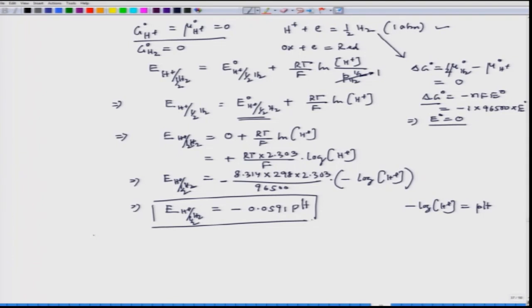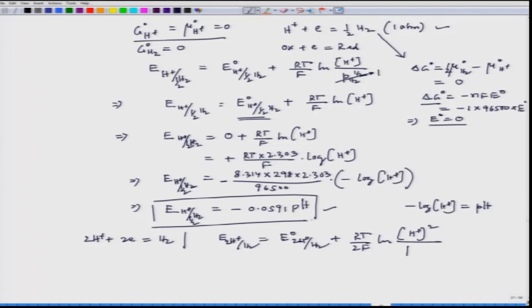Now, interestingly, if we write the reaction as 2H plus going to H2, would there be any change in this equation? Let us see. E for 2H plus/H2 equals E0 for 2H plus/H2 plus RT/2F ln of H plus squared over PH2. PH2 is 1, and E0 should also be 0, because the half term goes off. So this is 0 plus RT/2F, and taking the 2 out, ln H plus. So this 2 gets cancelled.